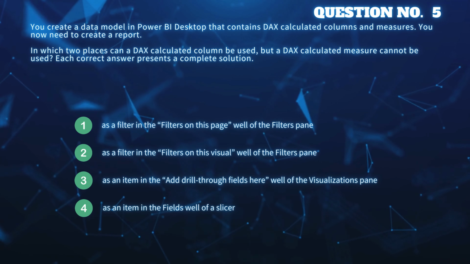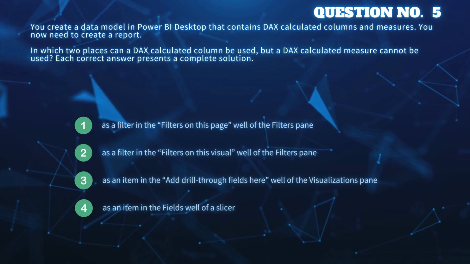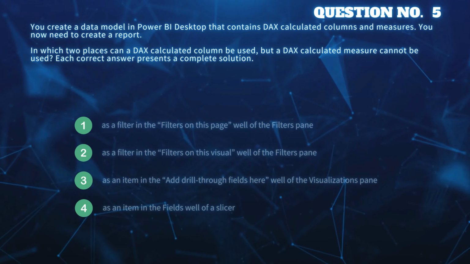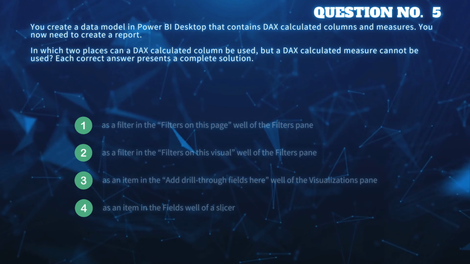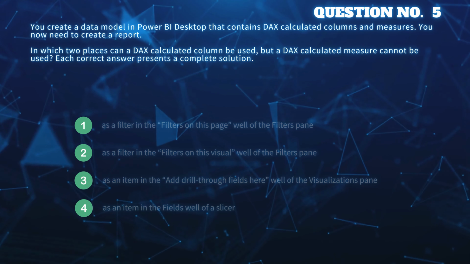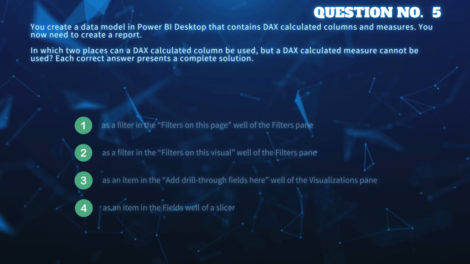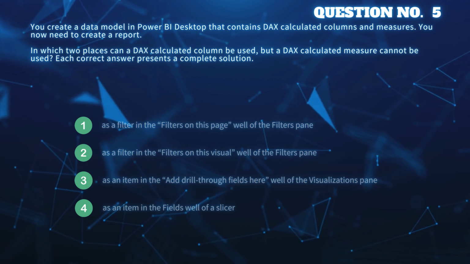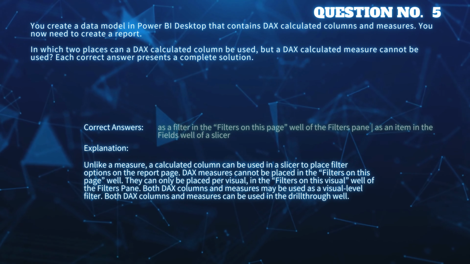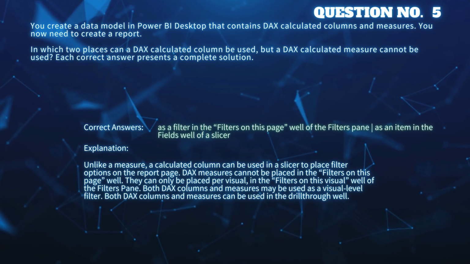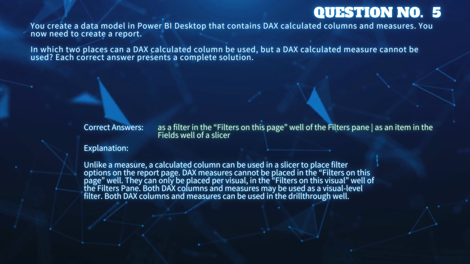Option 1, as a filter in the Filters on this page well of the Filters pane. Option 2, as a filter in the Filters on this visual well of the Filters pane. Option 3, as an item in the Add drill-through fields here well of the Visualizations pane. Option 4, as an item in the Fields well of a slicer. Correct answers: as a filter in the Filters on this page well of the Filters pane, and as an item in the Fields well of a slicer.